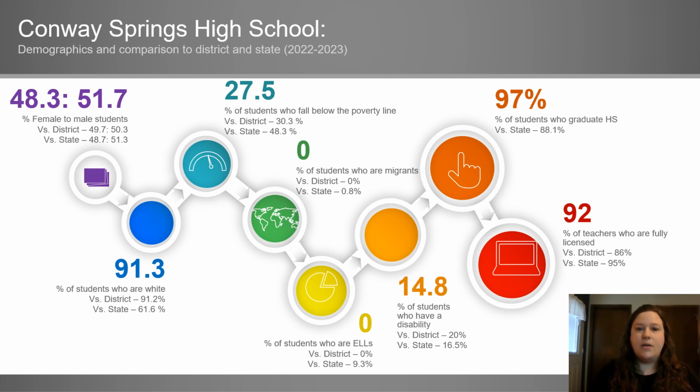Next, we have our percentage of high schoolers who are migrants. And in the district and the high school, we have 0% migrant status, whereas in the state we have 0.8%. So really not that big of a difference across the district and the state.